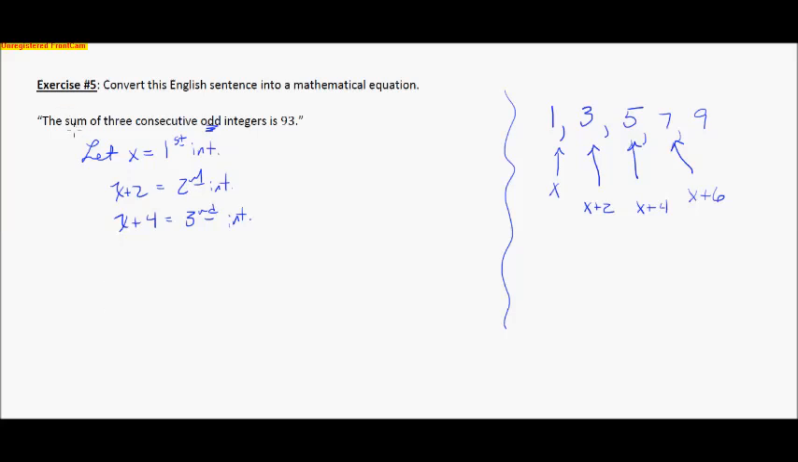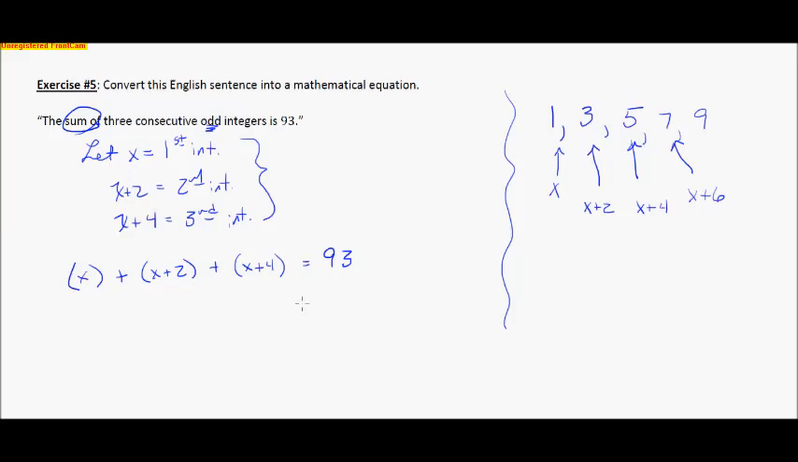So, again, we're summing, so I'm adding. So again, I'm going to put them in parentheses so I separate them so you can see them a little better. There's the first integer, plus the second integer. I'm taking these right from up here. Alright, plus the third integer. If I add those up, it's supposed to add up to 93. So there's my equation. The sum, notice I'm adding 3 consecutive integers, here they are right here, x plus 2, x plus 4, is, so that's why I put my equal sign in, 93.